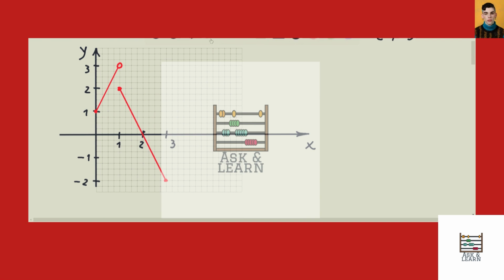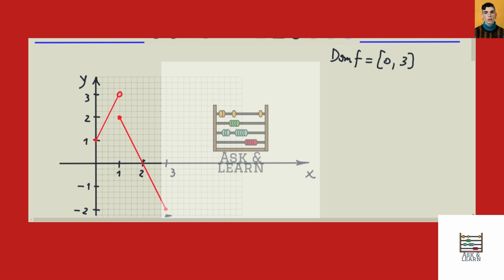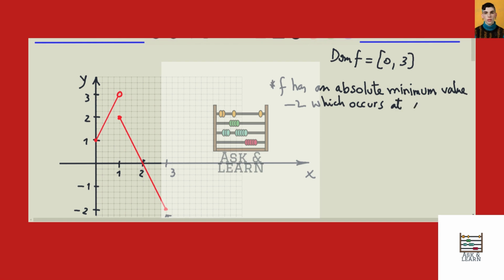So we have this discontinuous function here, and we can see that we have an absolute minimum value at this point. This is the lowest point in the graph, and it's included in the graph. That's why it is the lowest point. So f has an absolute minimum value of negative 2, and that value occurs at x equal 3.